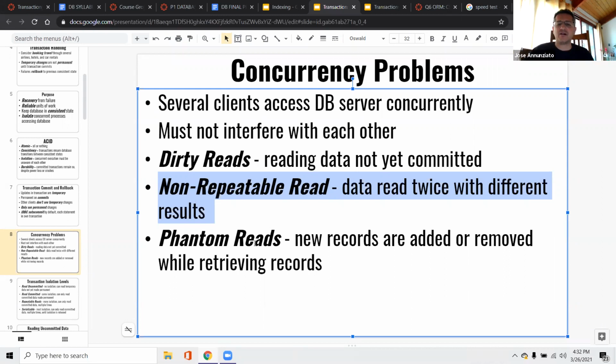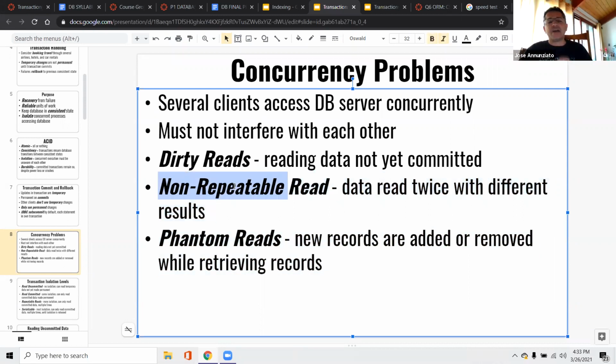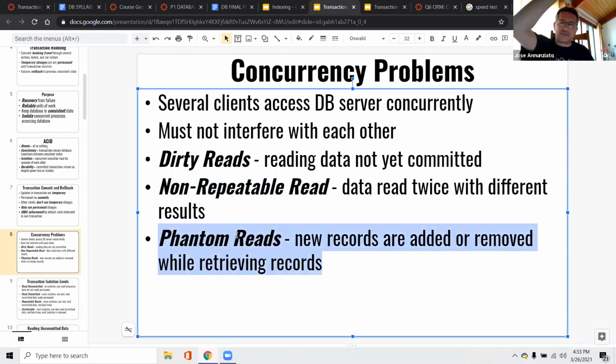The other problem is called phantom reads. Phantom reads are similar to non-repeatable reads. Non-repeatable reads apply to a single record, or a single field in a record, whereas phantom reads apply to a whole set of records, maybe a range of records. You do a query and it comes back with a whole bunch of records, 20 records, 100 records, whatever.